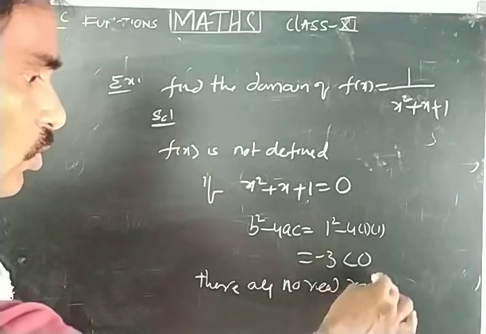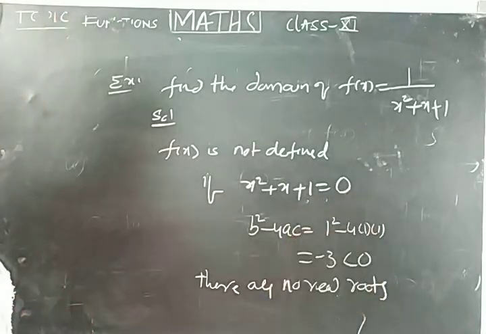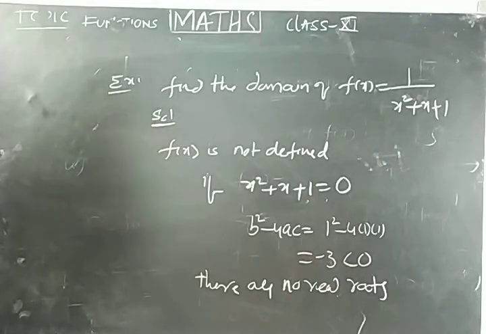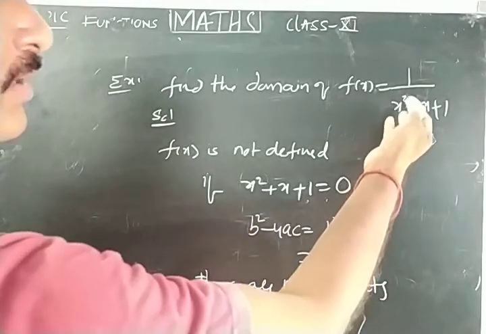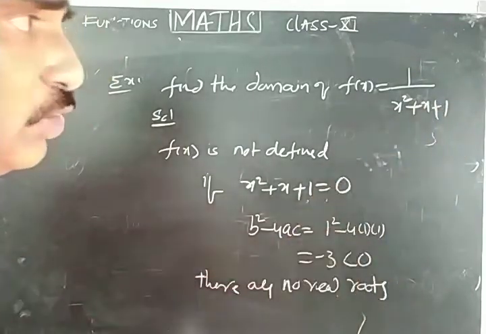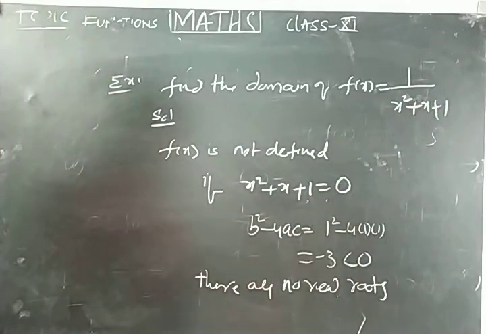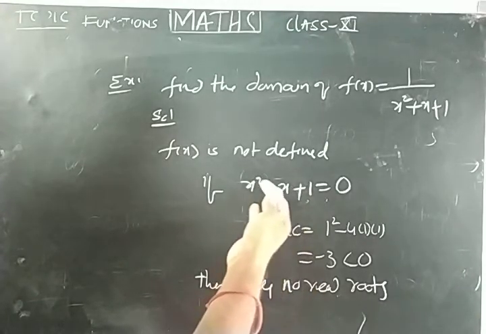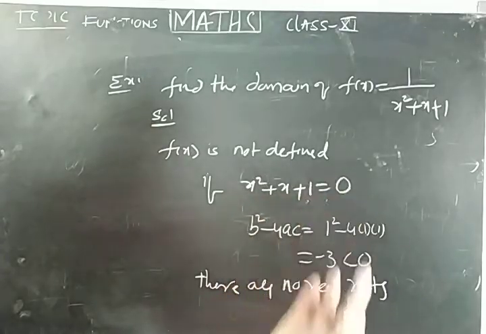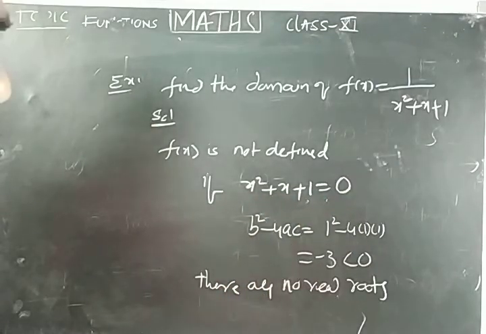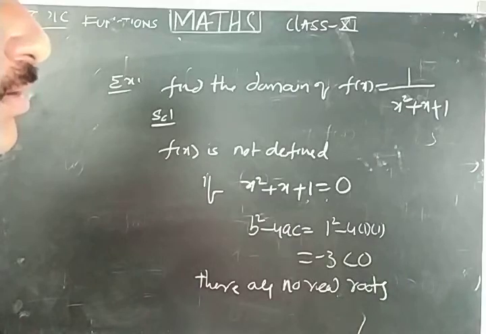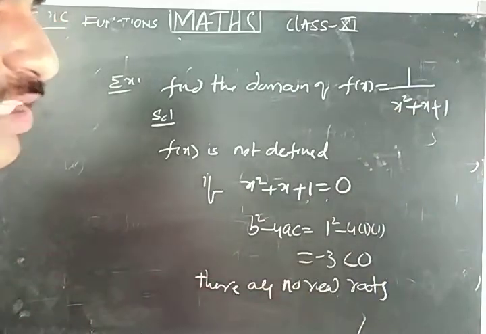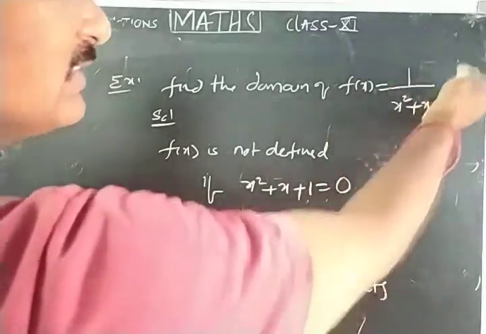There are no real roots to satisfy this equation. That means there are no real numbers to satisfy this equation. That means we cannot get any real number such that the denominator is 0. You can take any real number, you will not get 0. Why? Because no real values satisfy this equation. In place of x, if you substitute any real number, you cannot get 0. No problem with x, you can take any real number, you will not get 0 as a denominator. So for every real number you will get some image.